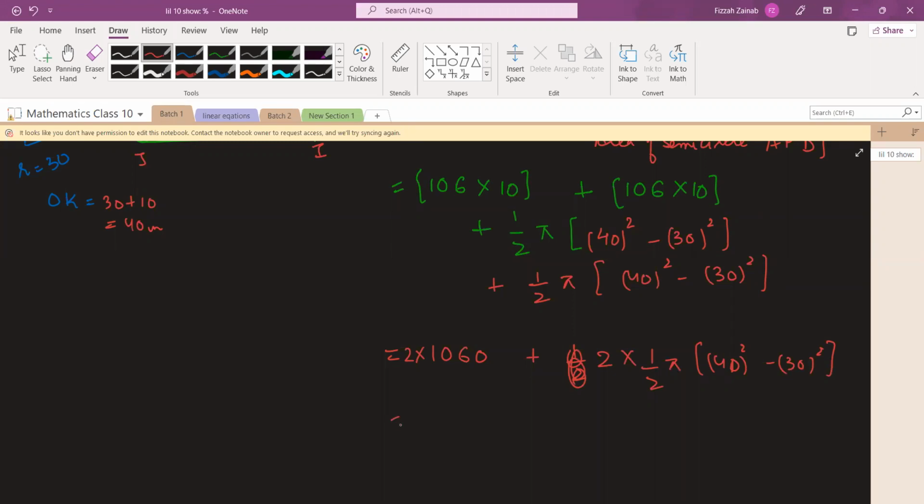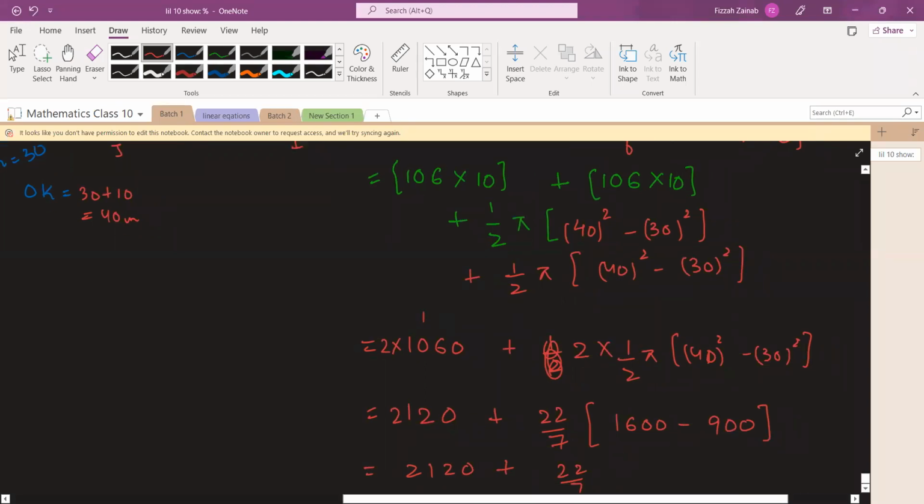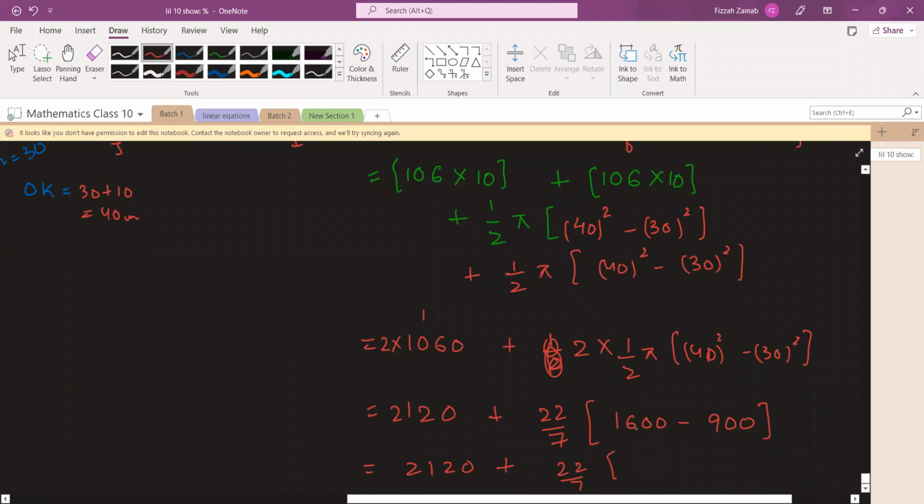Okay, I'm adding it. So this is 0, 2 into 6, 12, carry 1, 2 and 2, 1, 2, 0, plus. So the half and 2 cancel out. So I have only pi, which is 22 by 7, into 4 into 4 is 16, so 1600, minus 3 into 3 is 9, so 900, right? Okay, so 2120 plus 22 divided by 7, and then you have how much? 1600 minus 900. So you have 700, right?